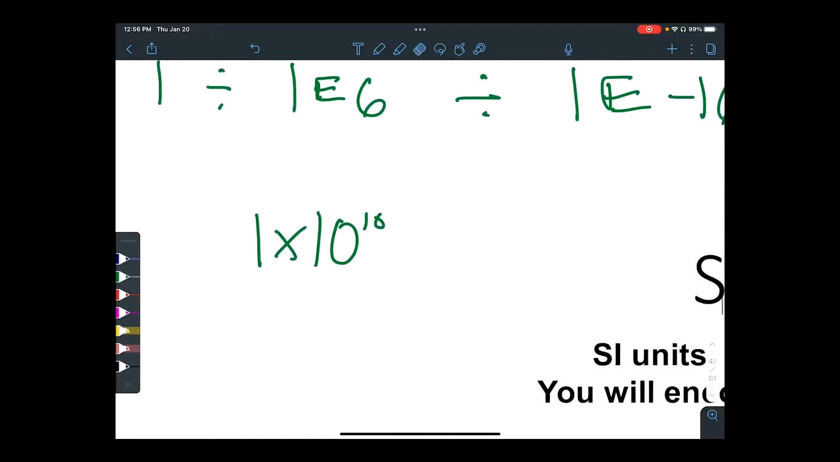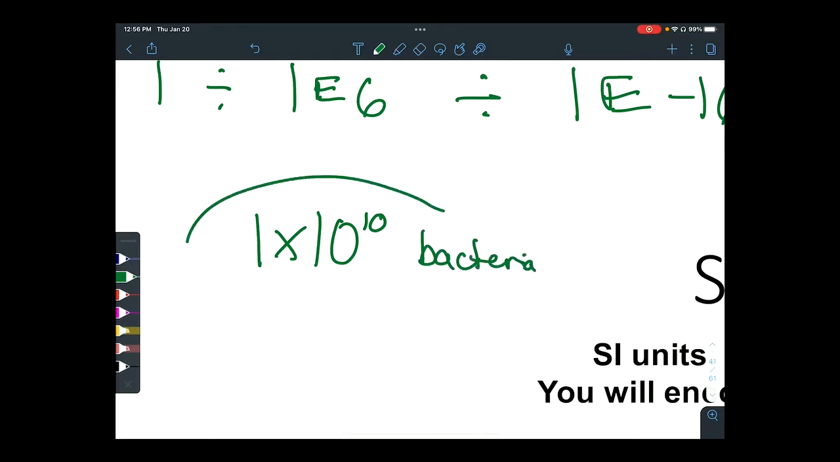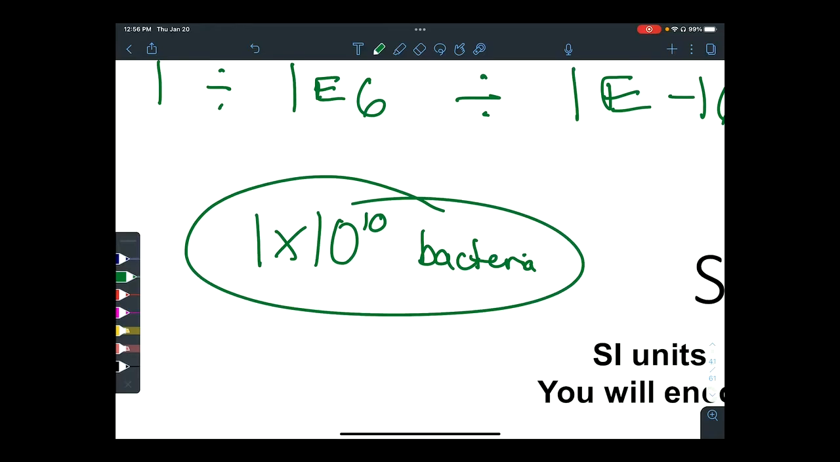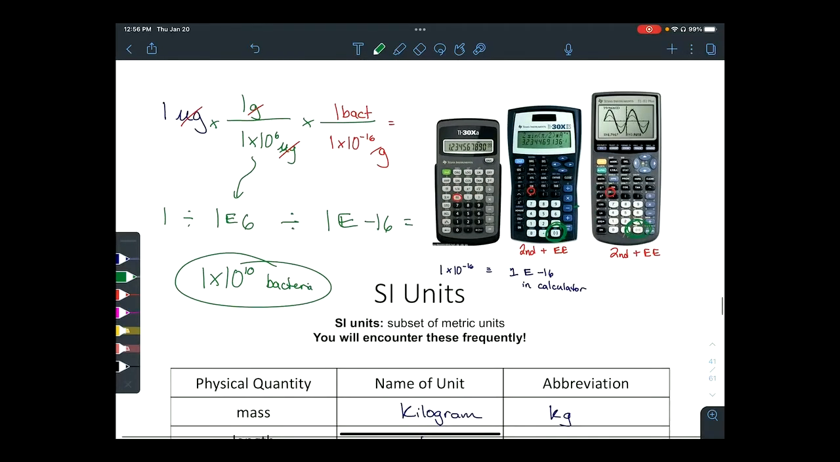So what's the unit here? 1 times 10 to the 10. What's the unit? Bacteria. So that's how much bacteria are in a microgram. That's a lot. All right, so that's using your calculator.